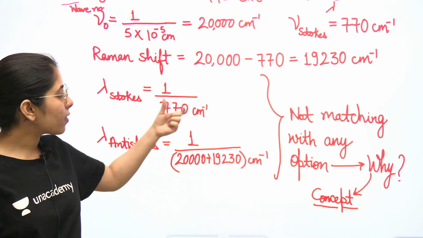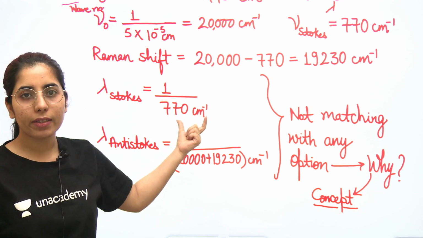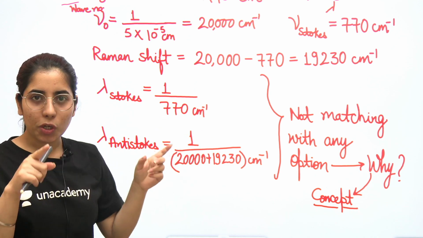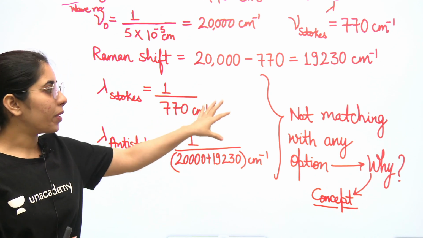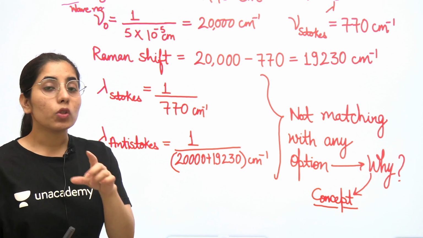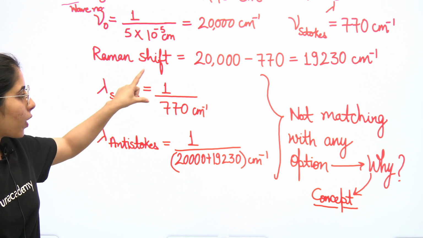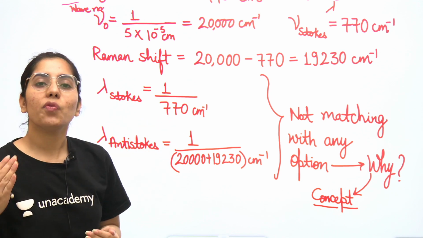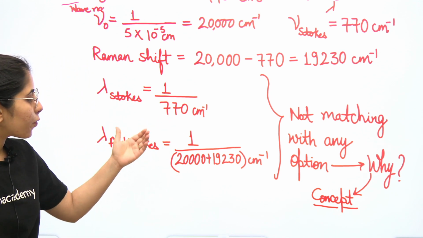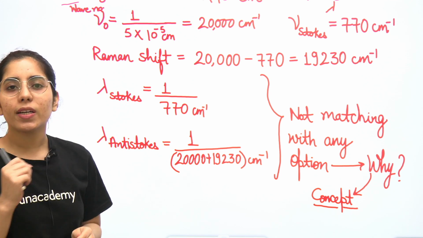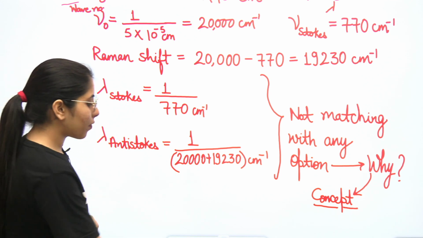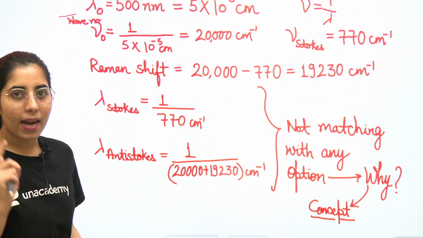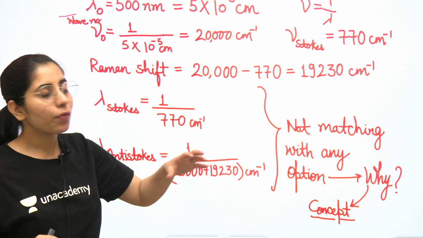Right now we have considered the wave number in the unit centimeter inverse, but you can even convert it into nanometers inverse and then just consider nanometers here. Now the point is, when you divide 1 by 770 centimeter inverse, or even when you convert it into nanometers, and do the same for the anti-Stokes line, after dividing, what will you get? You will get some value, but that value will not match any of the given options.